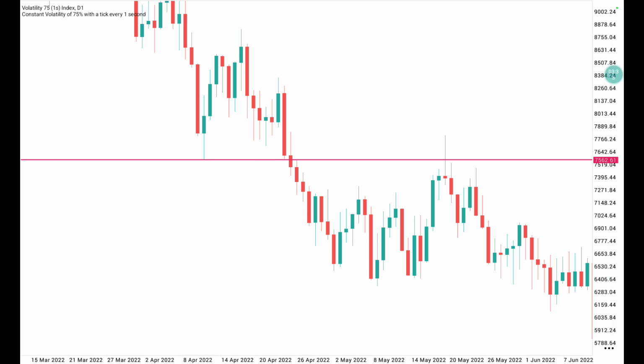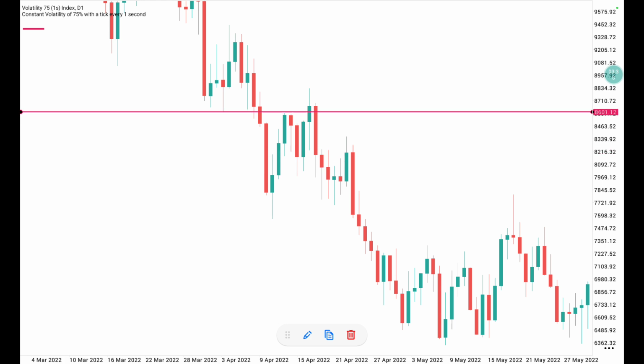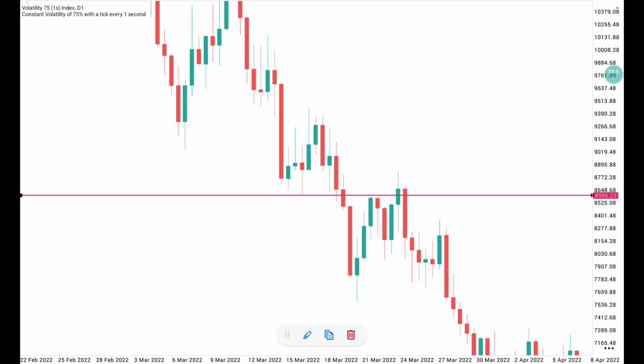Okay, so look at this one. Do we have displacement? Yes. We see that price broke below this low with the body of a candle closing through that old low. So there's displacement. How about this one?